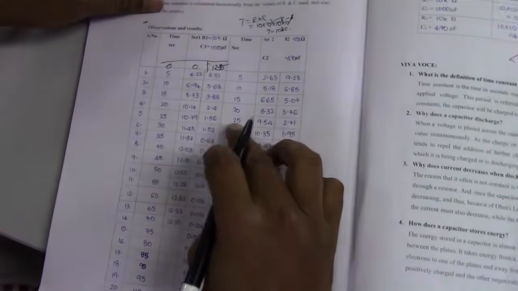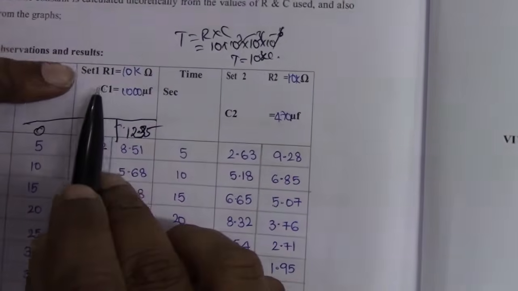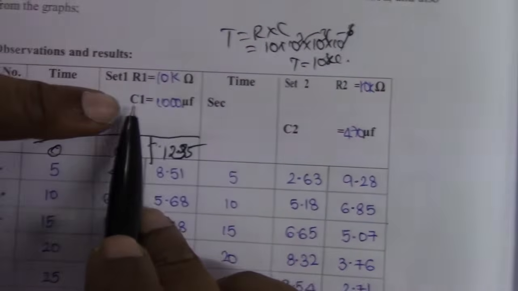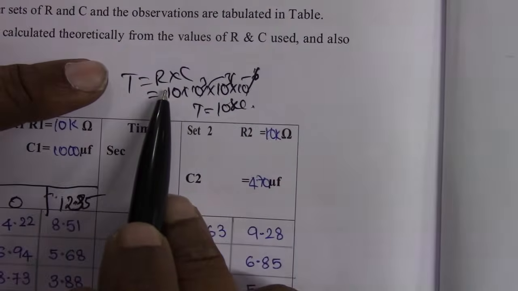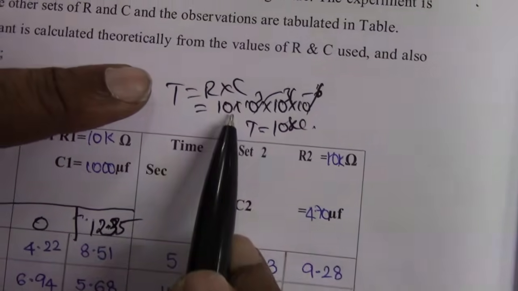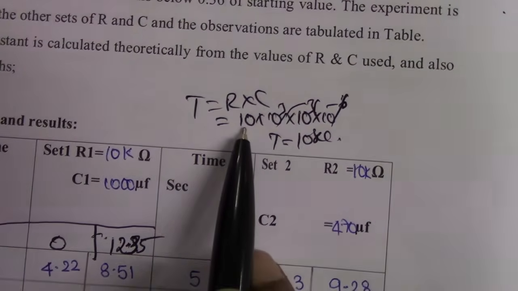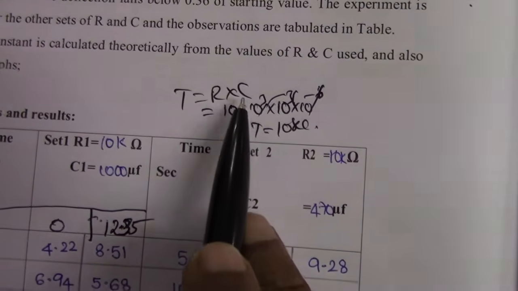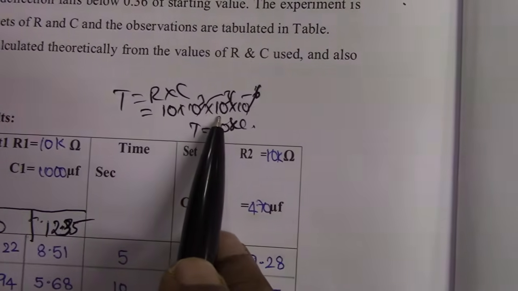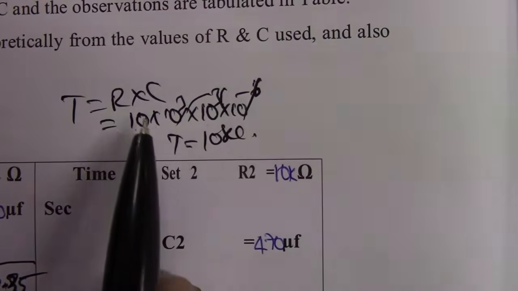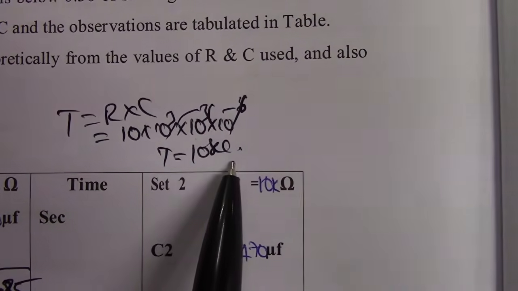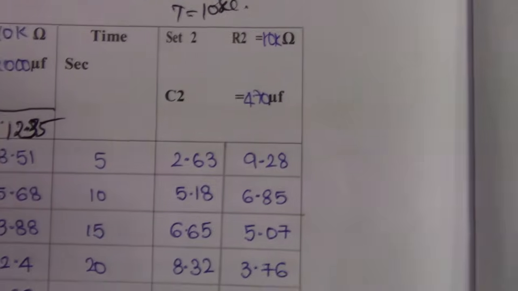Yes, students, these are already taken values, previous values. Here we have taken resistance as 10 kilo ohms and capacitance as 1000 microfarad, and the theoretical time constant is R into C, that is 10 seconds. 10 kilo ohms means 10 into 10 cube ohms. C, 1000 microfarad, means 10 cube into 10 power minus 6 farads. So the plus 3 and minus 6 powers of 10 cancel out, and T is equal to 10 seconds. This is the theoretical time constant.